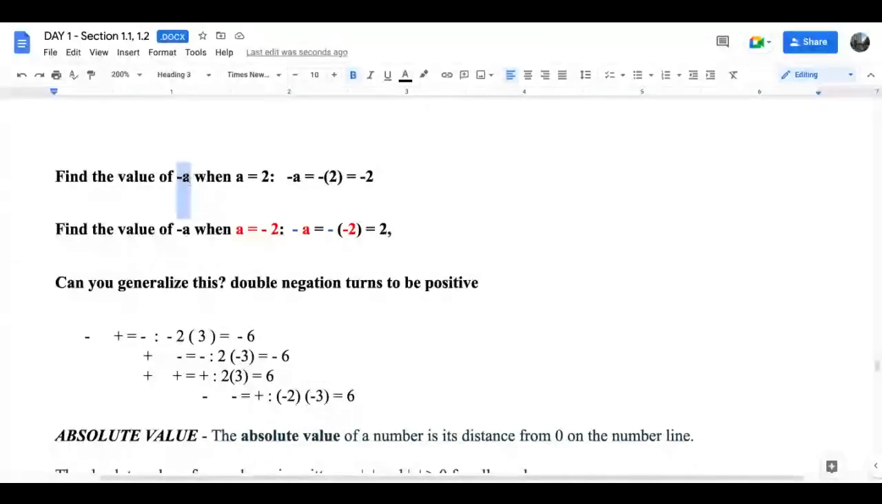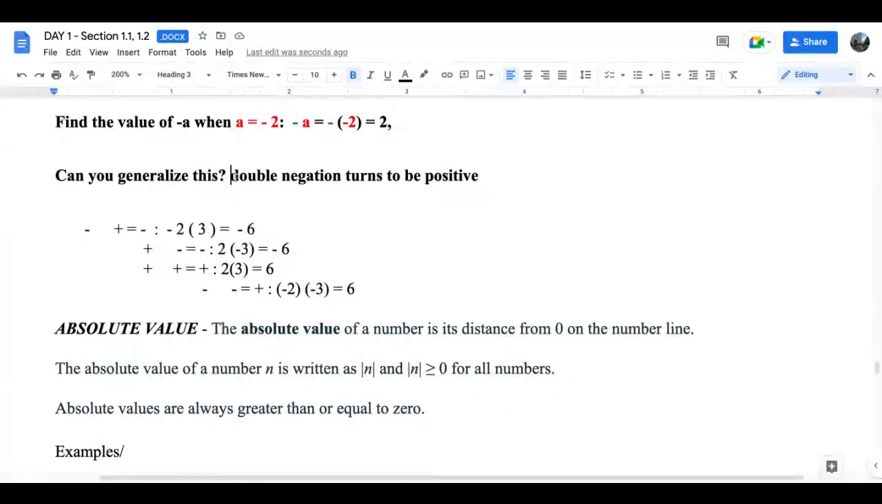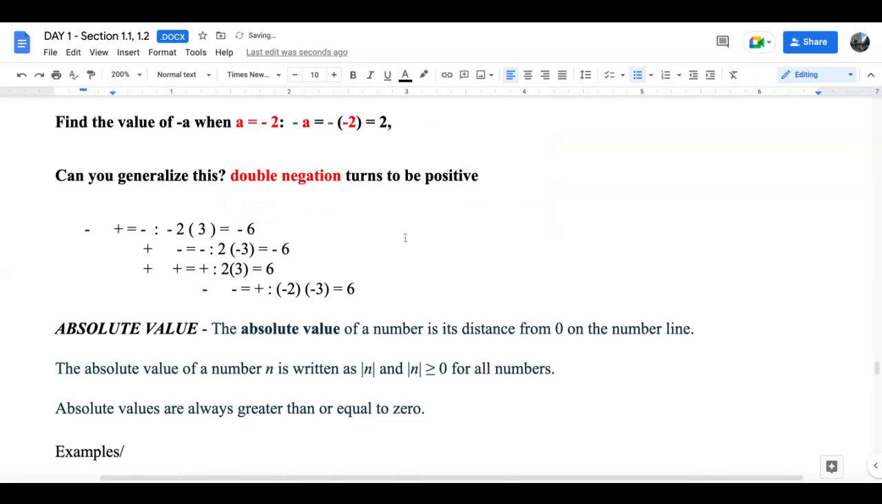So let's see. Evaluate negative a when a equals 2. Well, negative a is just equal to negative 2, right? What about when a is assigned negative 2? So negative a would be negative of negative 2, would be positive 2. So be very careful when we have double negatives, right? Double negative will become positive. So double negation tends to be positive, all right?